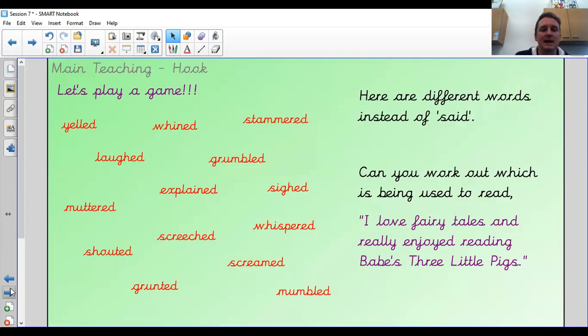So it says here, okay, in red are a selection of words that are instead of saying the word said. Okay, so if you yell something, you yelled it, okay, you can say that instead of saying the word said, okay? For example, Mr.